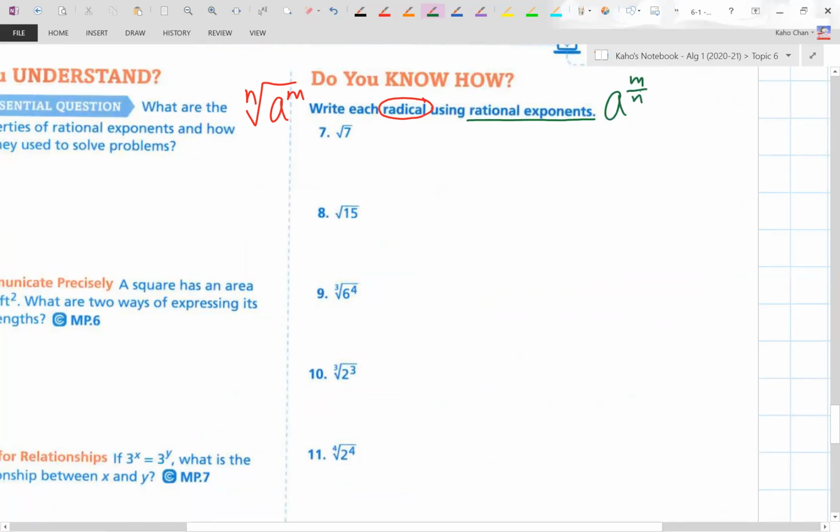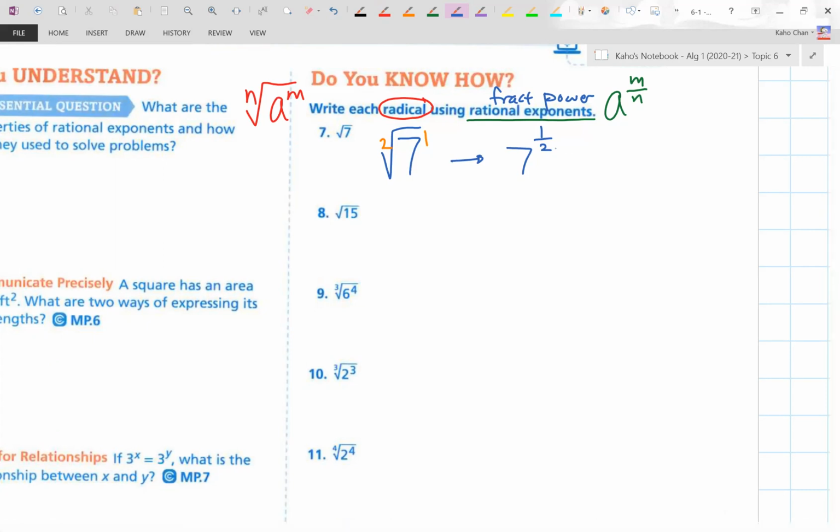Right now that first one, number 7, is the square root of 7. The square root of 7 has a couple of invisible numbers: 7 to the first and the 2 for the square root. That's what's hidden. So let's write this as a rational exponent, also known as a fraction power. This becomes 7 to the 1 over 2 power. And that's it. Now you know the secret.